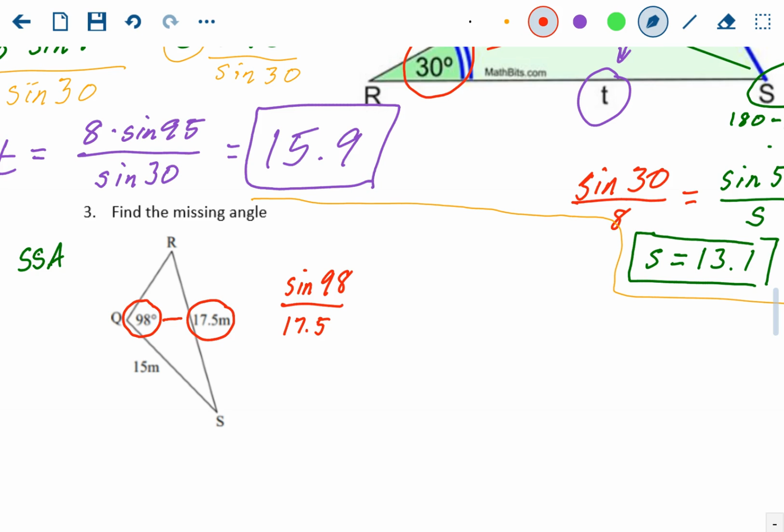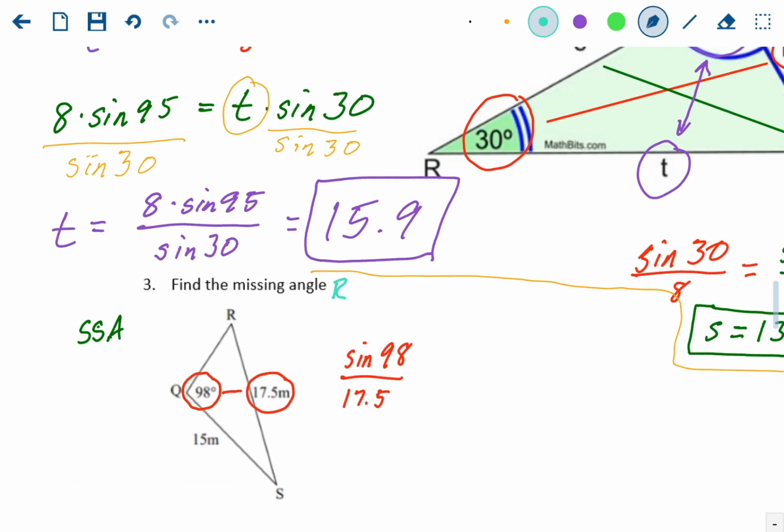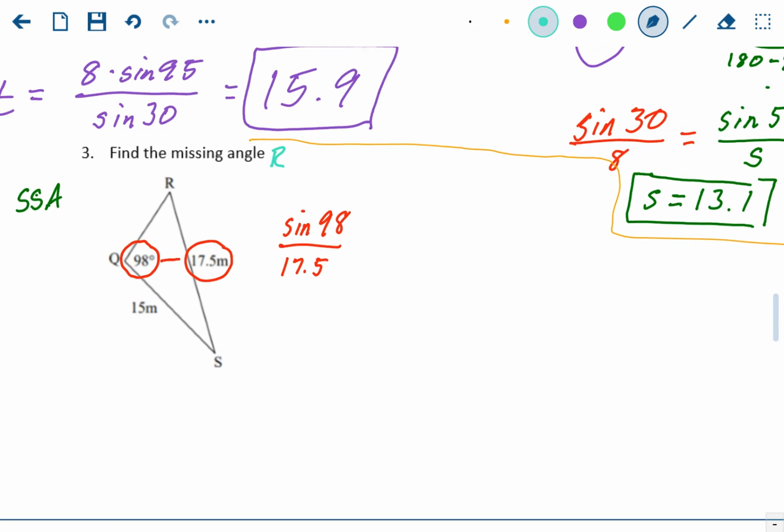Now this one says find the missing angle. It doesn't specify which angle to find, so let's find angle R. We don't know angle R, but we do know the side across from it. So we're just going to set up that ratio. Now in all the previous problems, we didn't know a side length, so we were solving for a side length. This time we're going to be solving for the angle. So sine of R divided by the length of side R, which is 15.